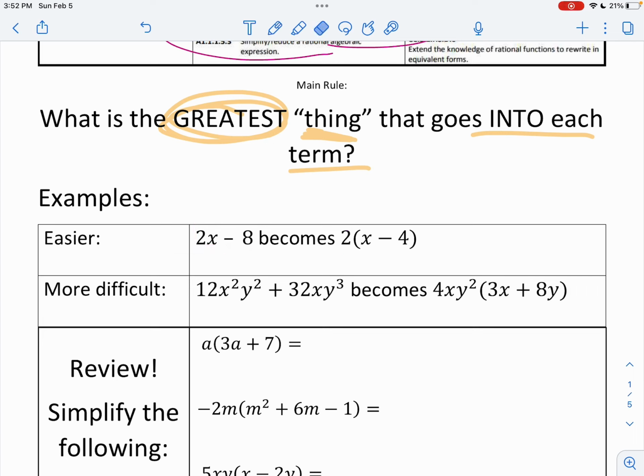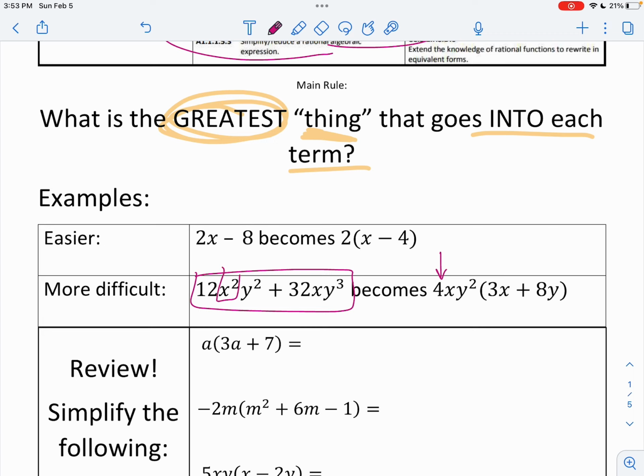Now, it will become more difficult as we move along. I have a cold, I'm sorry. Let's say we have this binomial instead. What's the biggest integer or thing that's a factor of 12 and 32? Well, 4 is the largest integer that goes into 12 and 32.